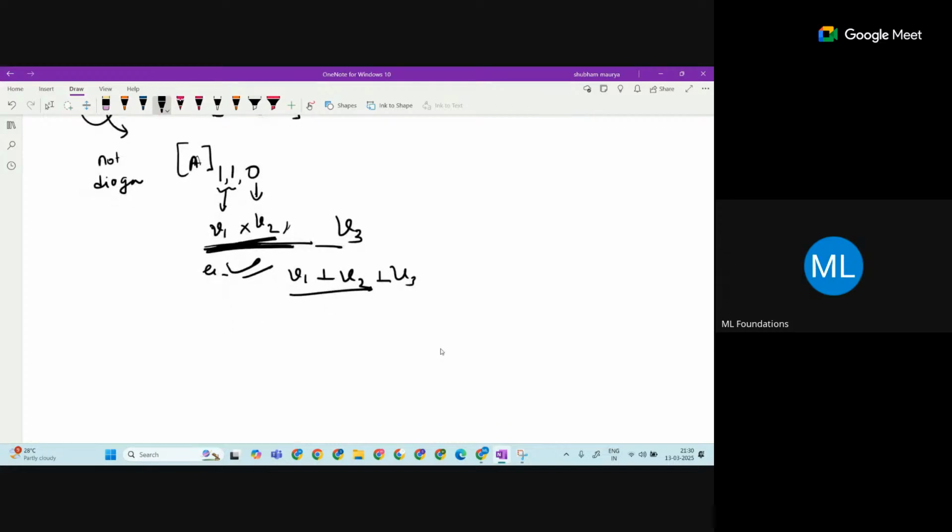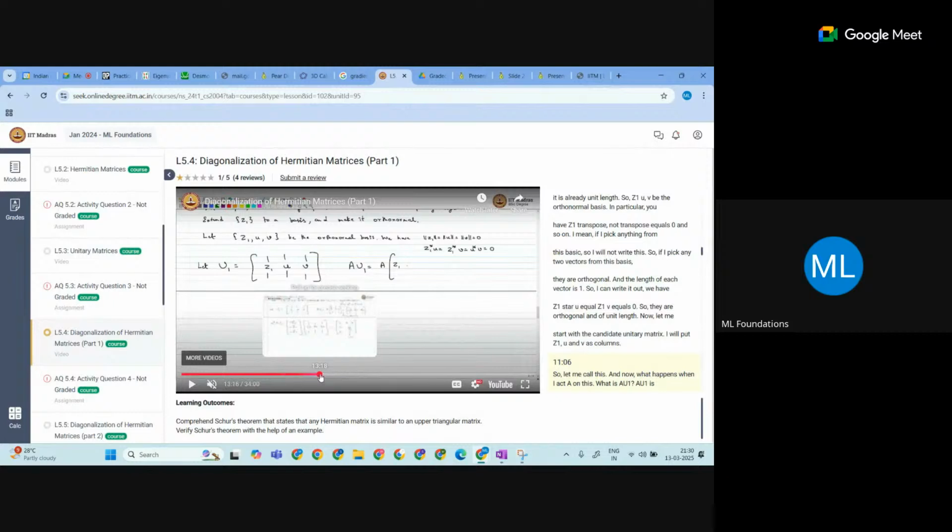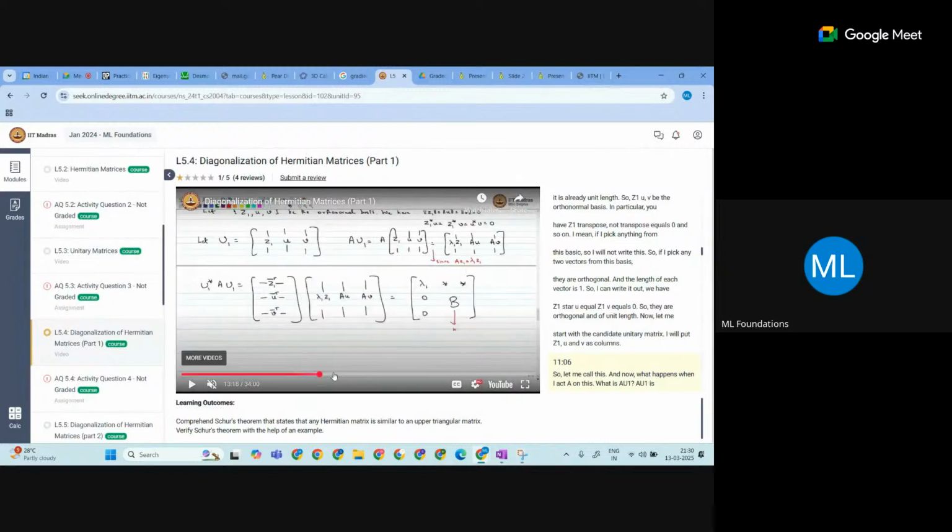Once you choose, just form a matrix using V1, V2 and V3. Let's call it U. Once you find U, then just compute U star A U. This is a big process.